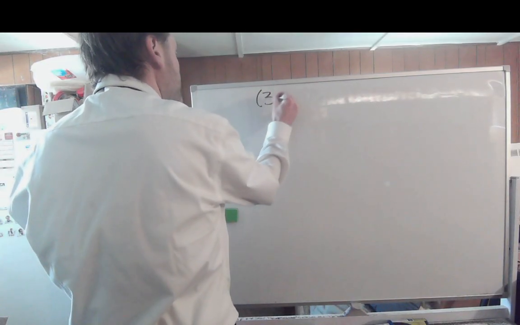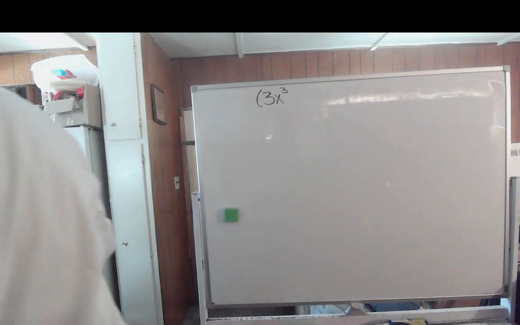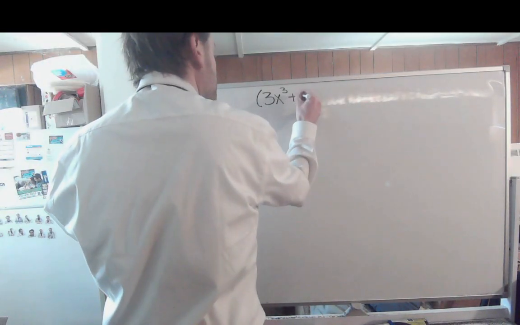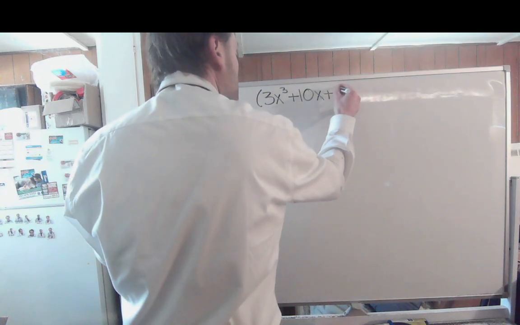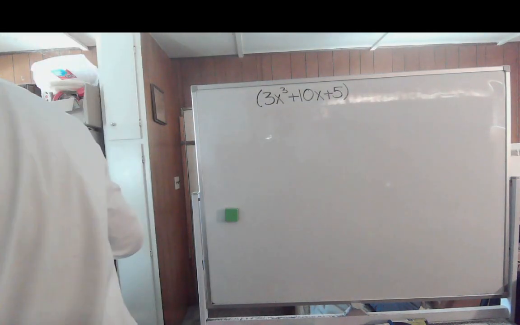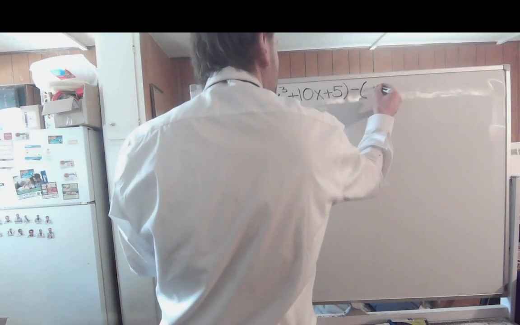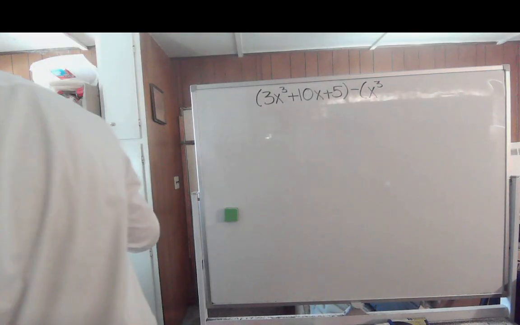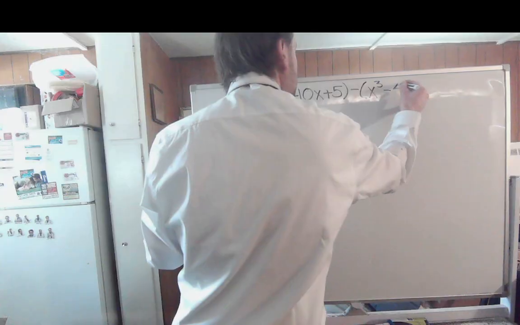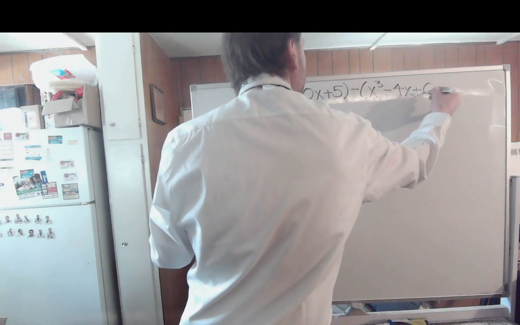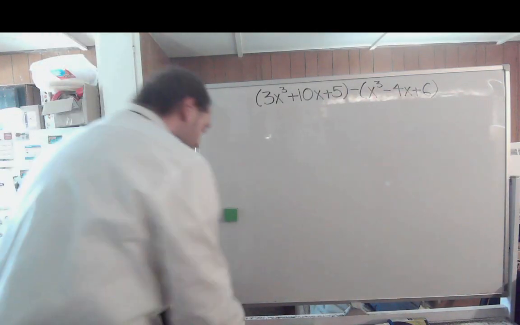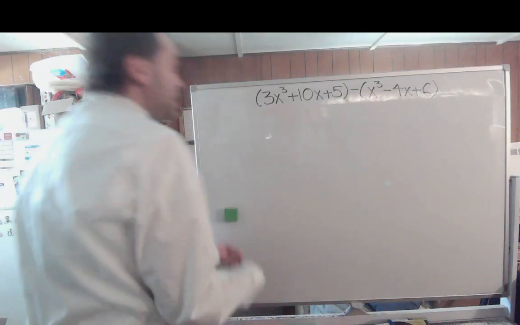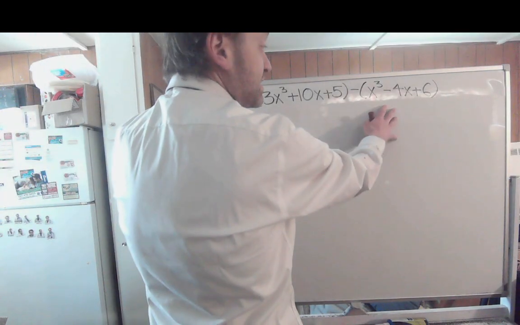Next we have, let's see, 3x to the third plus 10x plus 5, that quantity, minus x to the third minus 4x plus 6. So we have the quantity of 3x to the third plus 10x plus 5, that whole quantity, minus the quantity of x to the third minus 4x plus 6.